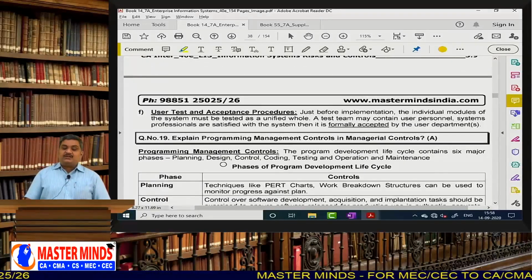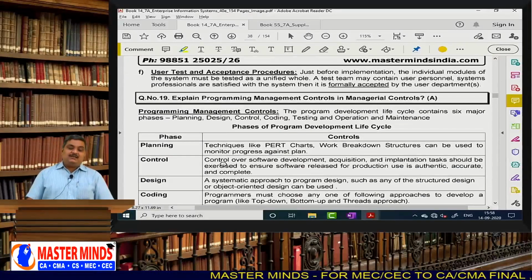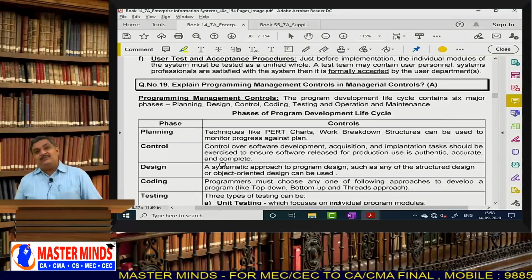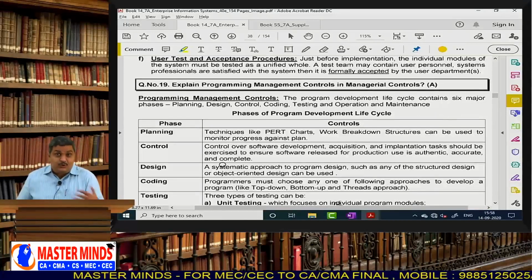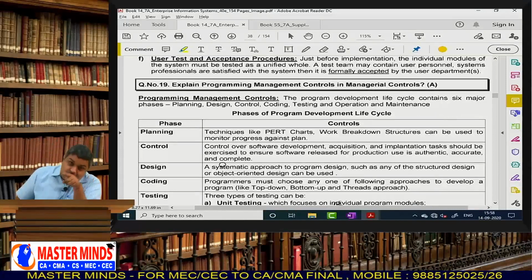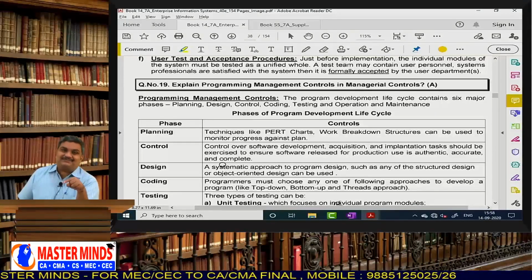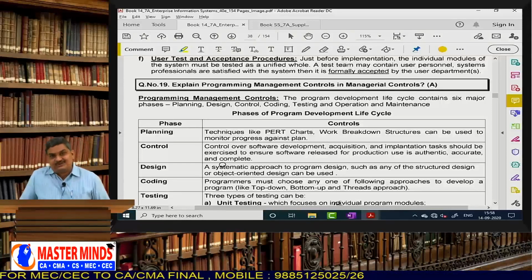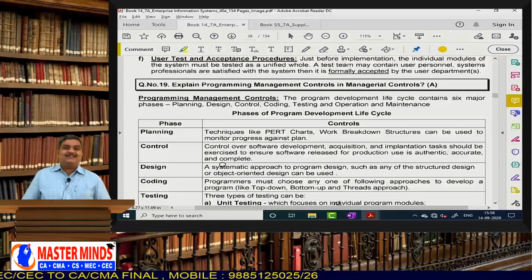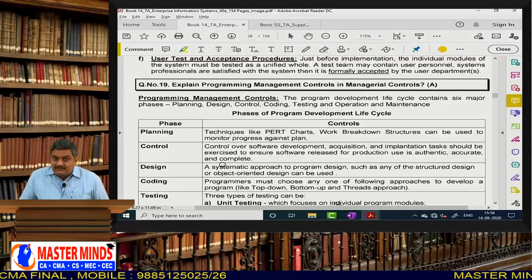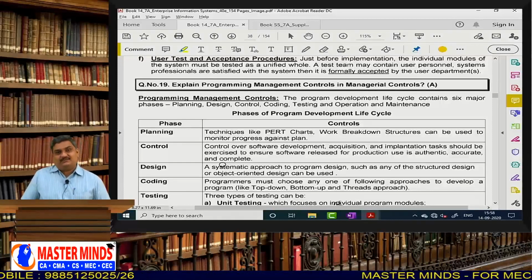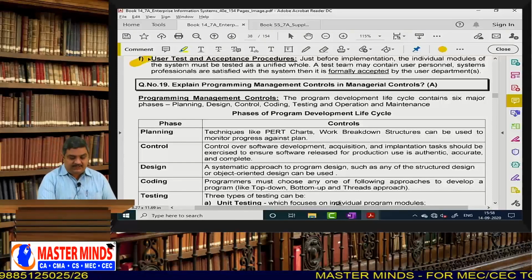And the final one is user test and acceptance procedure. See, it is not the test of the technical people, but the user's test. That means the real users who use it in day-to-day life have to use the software and accept it. Then only does the system building work stop. They have to test it finally. So get it tested by the users. Okay. And once users are satisfied with the system, then that system is accepted. So that is the most important thing.